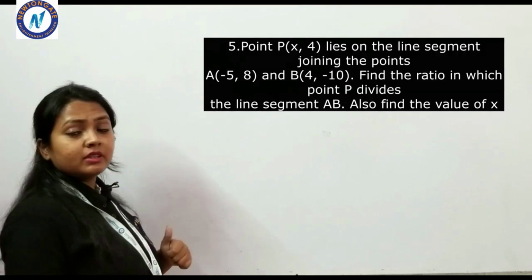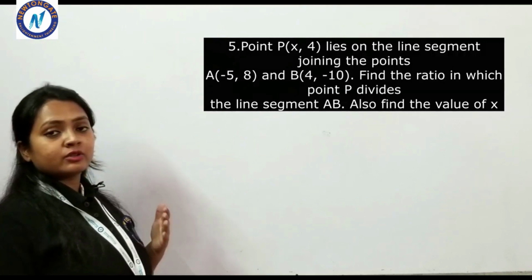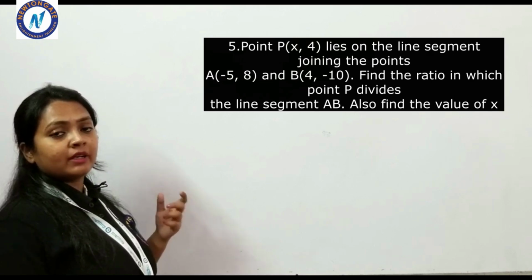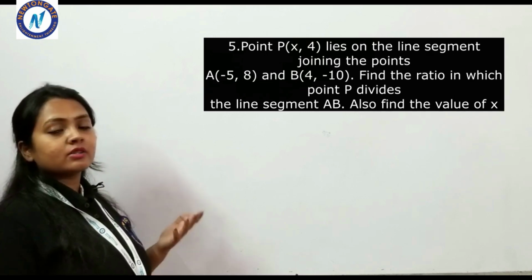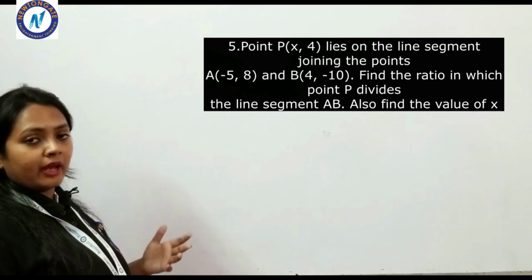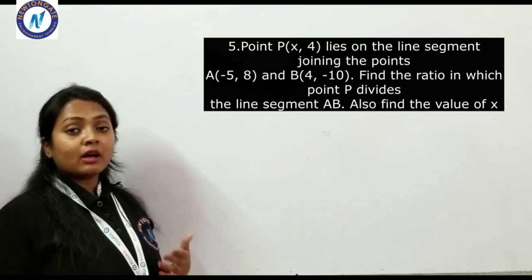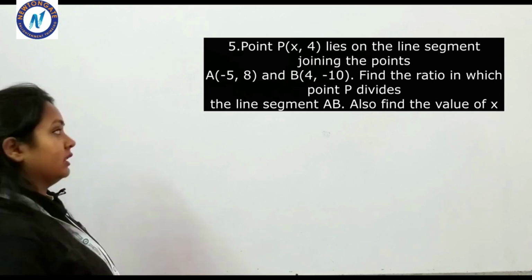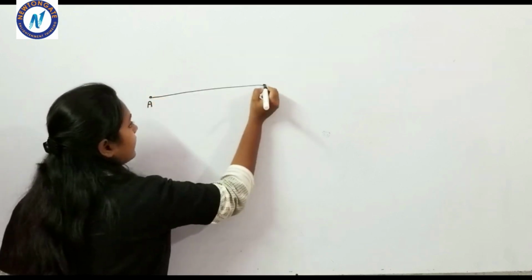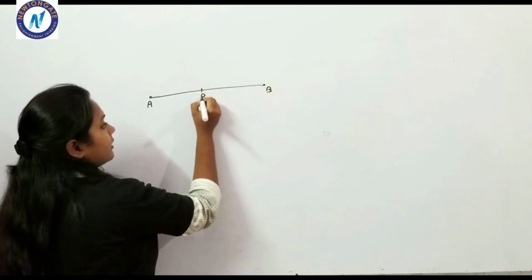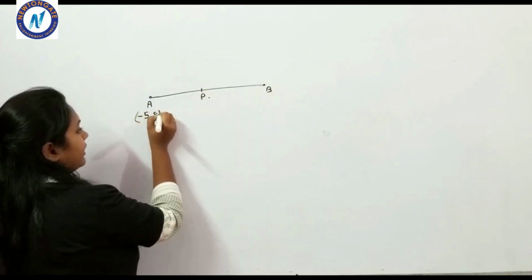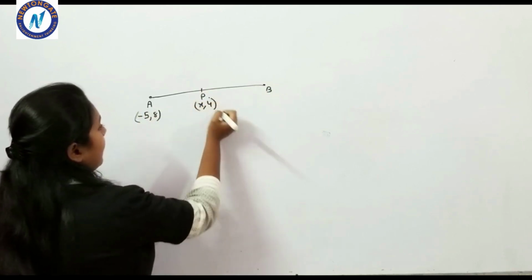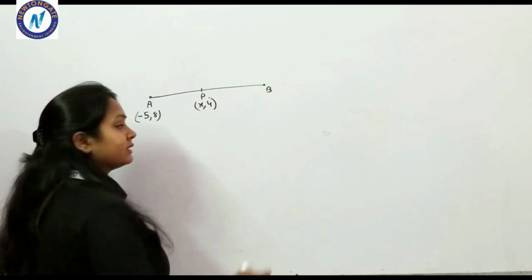Here is question number 5. In that question, given that the point P divides the line segment AB, and the coordinates of A, B and P are given. Now we will find the ratio. At first we will draw the figure. Here is the point A and here is B. Minus 5, 8. Coordinate of P x, 4 and coordinate of B 4, minus 10.